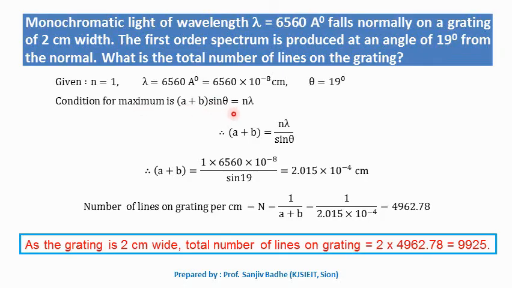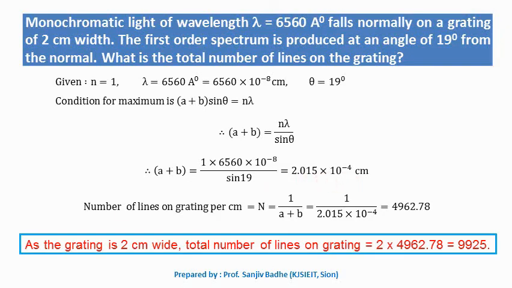Condition for maximum is A plus B sin theta equal to n lambda. We are asked to find out the number of lines. First we will find out number of lines per centimeter. So for that we will require grating element. So grating element A plus B is equal to n lambda upon sin theta from this relation. So A plus B can be calculated by substituting the values given. n equal to 1, lambda equal to 6560 into 10 raised to minus 8 and theta equal to 19 degrees. So A plus B is calculated as 2.015 into 10 raised to minus 4 centimeters.